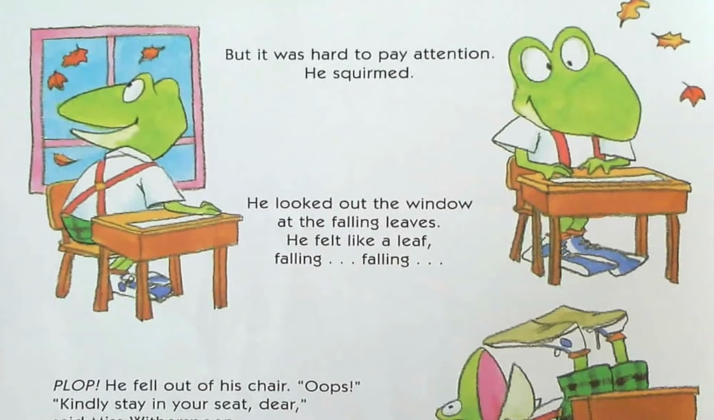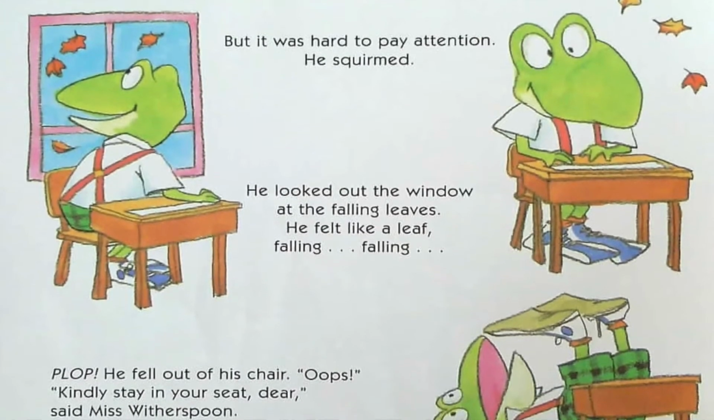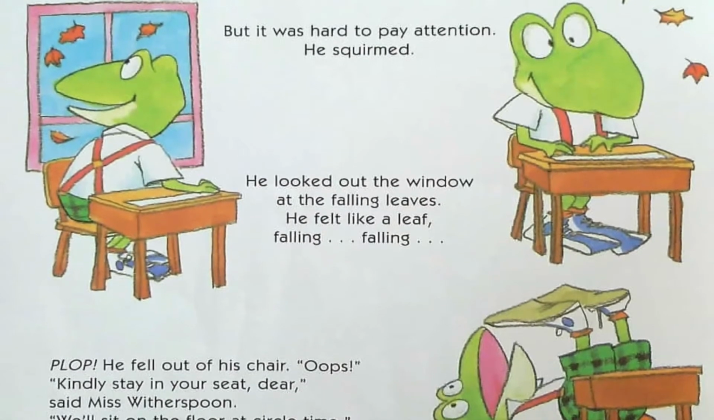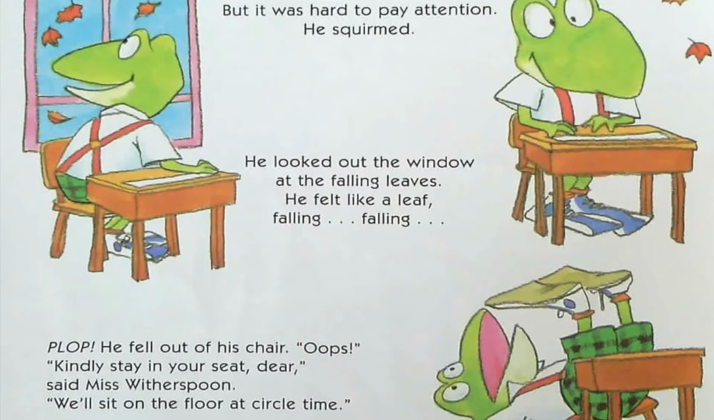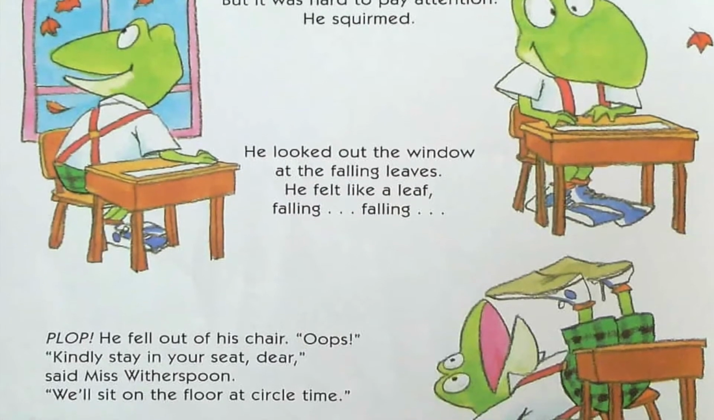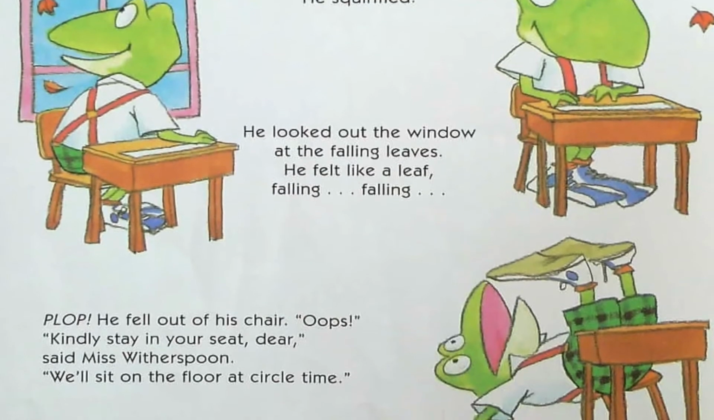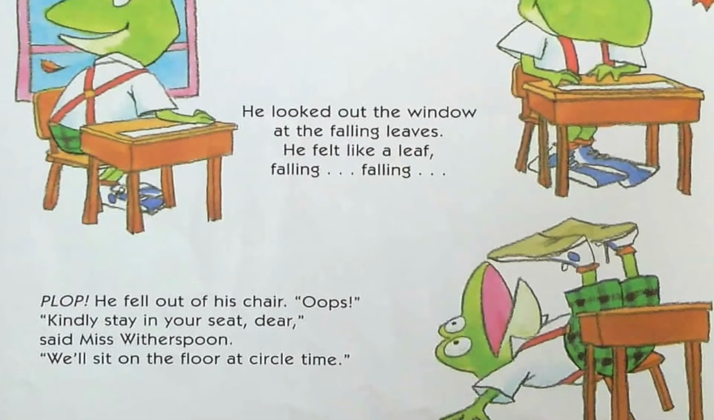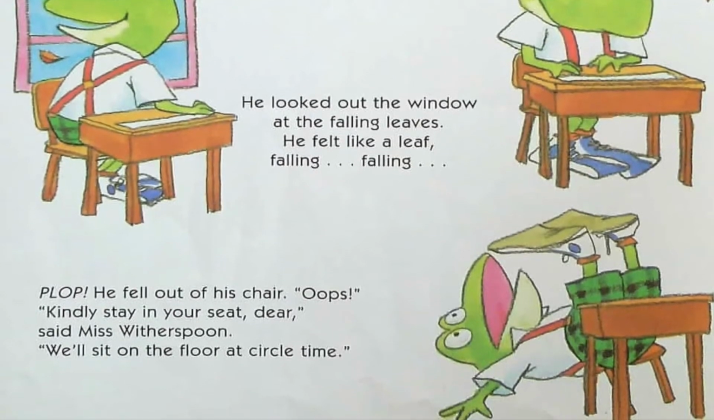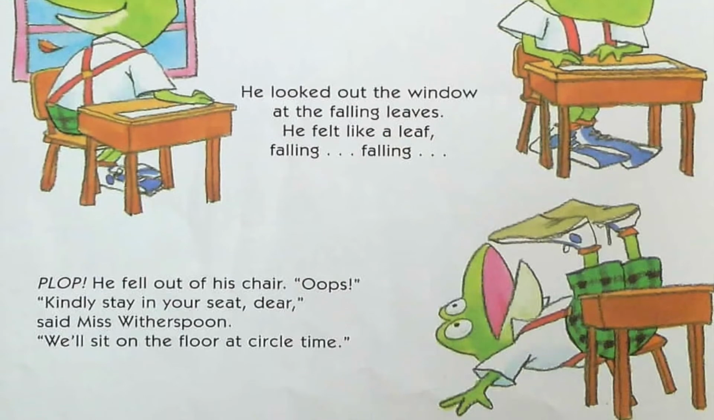But it was hard to pay attention. He squirmed. What does squirmed mean? He's moving around in his seat. He couldn't sit still. He looked out the windows at the falling leaves. He felt like a leaf. Falling, falling, plop. He fell out of his chair. Oops! "Kindly stay in your seat, dear," said Miss Witherspoon. "We'll sit on the floor at circle time."